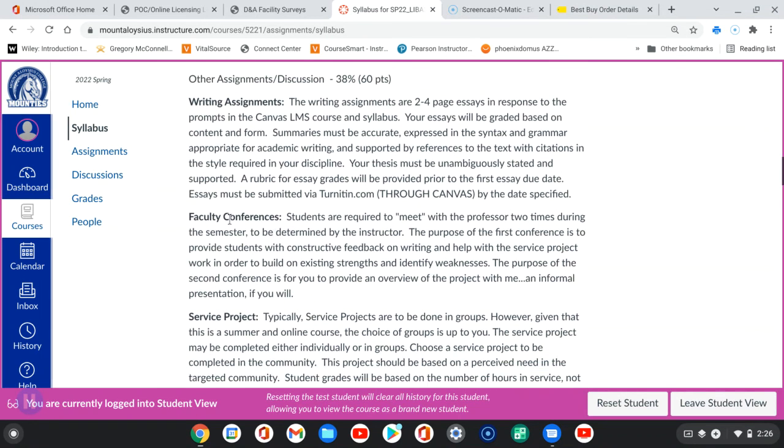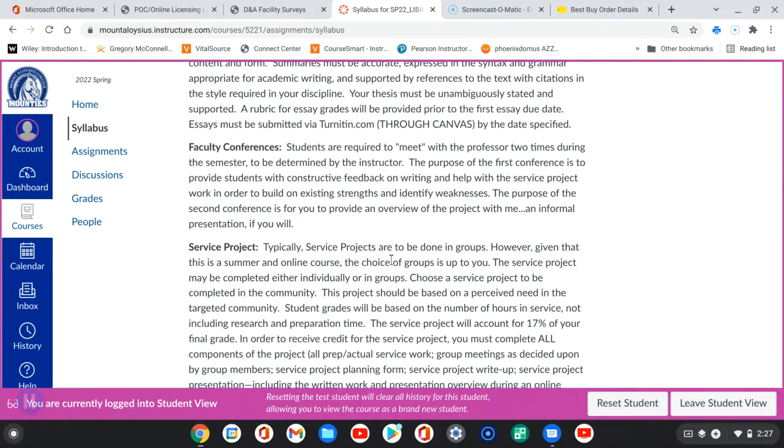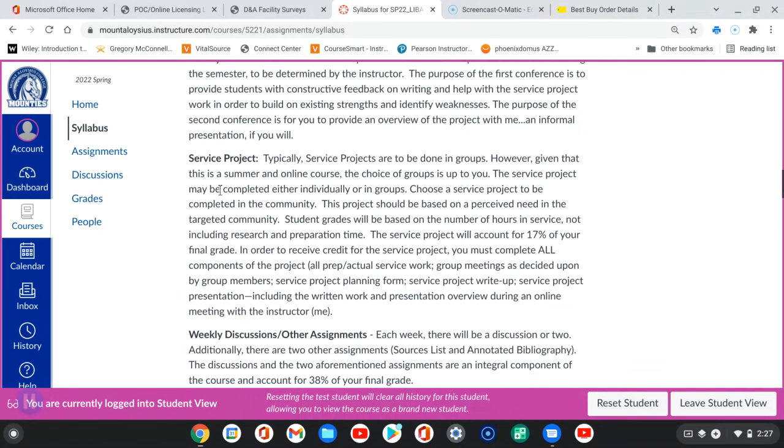So faculty conferences, I mentioned those already. There will be 2. We'll meet 2 times during the semester, at the midpoint individually with students, and then in the last week either individually if you're working on a service project on your own, or in a group if you're working on your service project in a group. The service project information is here.